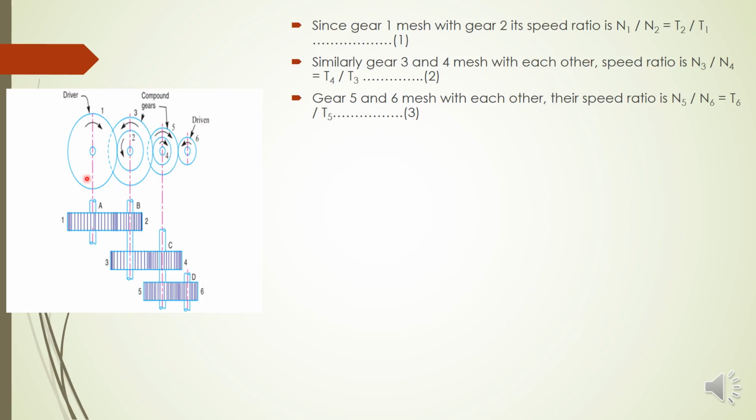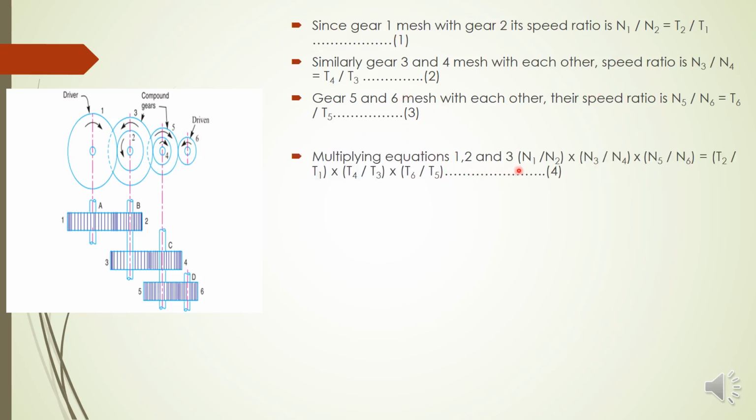What we want is the speed ratio of this entire gear train. Yes, the speed of the first driver gear divided by the speed of the last driven gear. So we want N1 by N6. In a similar way we have to multiply these 3 equations, equations 1, 2 and 3. So N1 by N2 into N3 by N4 into N5 by N6 equal to T2 by T1 into T4 by T3 into T6 by T5. This is equation 4.